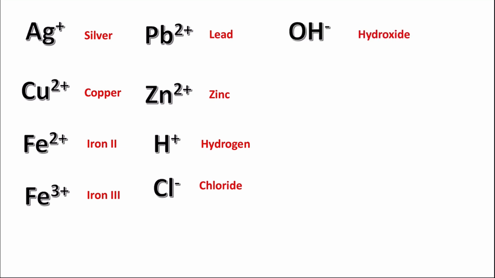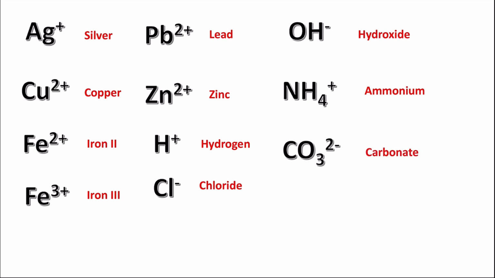Then let's talk about the ions which have group of atoms, like the hydroxide. The hydroxide is OH and it has 1 minus charge. We have the ammonium ion. Ammonium is NH4 and it has 1 plus charge. We have the carbonate CO3 and it has 2 minus charge. And then the nitrate, which is NO3, has 1 minus charge. And finally, the sulfate, which is SO4, has 2 minus charge. It's very important to memorize all of these ions and their charges.